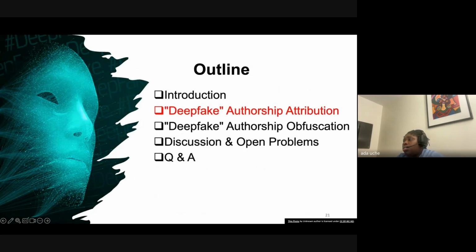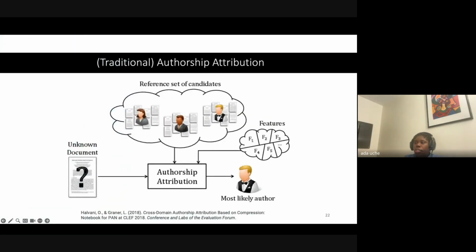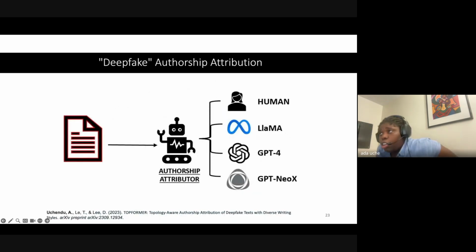And now we're going to go into the deepfake authorship attribution. So traditional authorship attribution has been well studied. This is a case where you have several humans who wrote a text, and we decide if it was Shakespeare or some other person who wrote this article or this story? But for deepfake authorship attribution, the goal is to distinguish several LLM authors from a human.